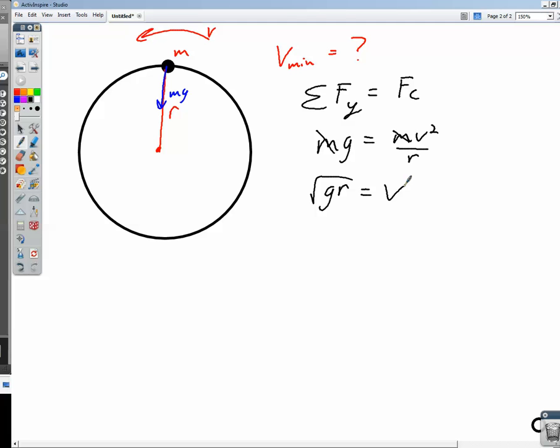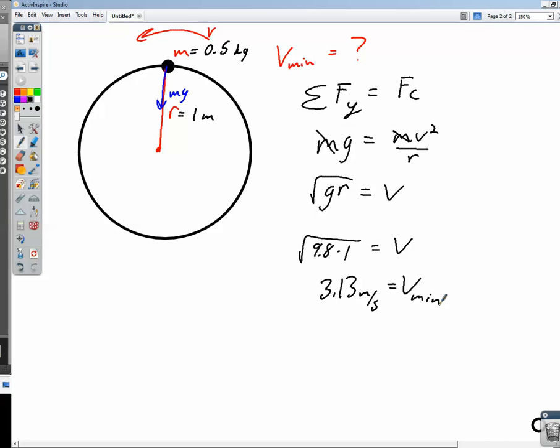Let's plug in some numbers here and actually get some numbers so we can solve other types of problems with this. Let's say that the radius is an easy 1 meter, and let's say that the mass is 0.5 kilograms. And that's all we need to get a number for our minimum velocity. It's the square root of g, which is 9.8, times 1. The square root of 9.8, throwing that into the calculator, we get 3.13 meters per second is equal to our minimum velocity to keep this thing going in a circle.